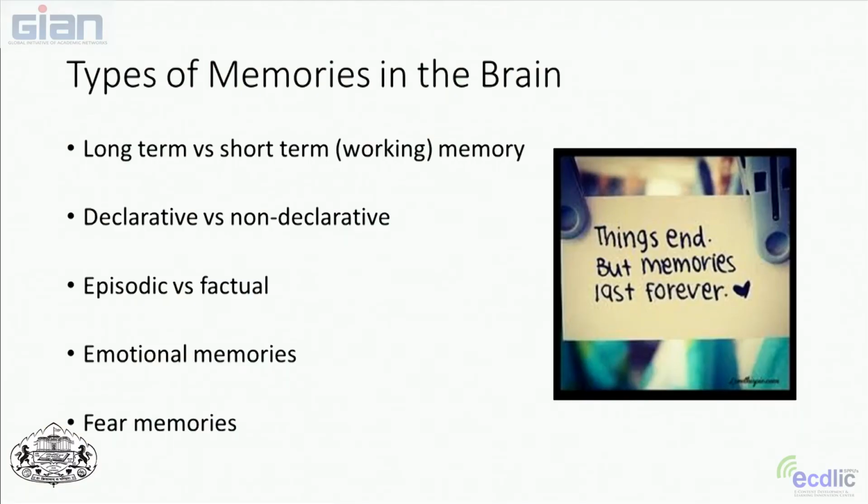Okay, memories. We have different types of memories, so we're going to talk more about memories later. But we have long-term memories and short-term memories. So things end, but memories last forever. We have different types of memories, can be declarative versus non-declarative, episodic versus factual. So you might remember that 2 plus 2 is 4, or something factual like that, which we try to store in our brains and can recall upon command. Or we might remember an incident that happened to us.